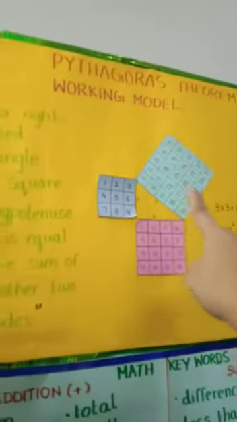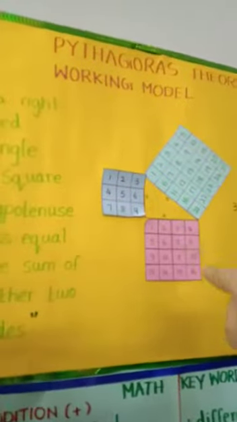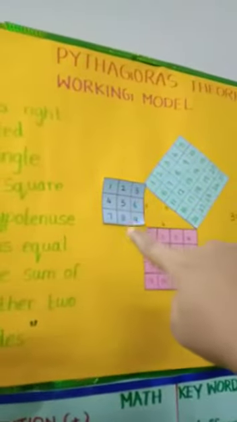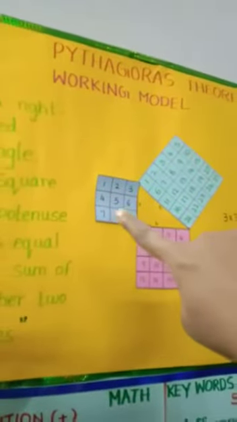This is Pythagoras theorem. In a right angle triangle, the hypotenuse square is equal to side square plus side square. This is also a geometrical proof. See here, 3, 4 and 5 is there. Hypotenuse square is equal to, see, 3 square plus 4 square is equal to 5 square. 3 square is 9, 4 square is 16 and 5 square is 25. If you add these two, you are getting the hypotenuse square. We can also move it.